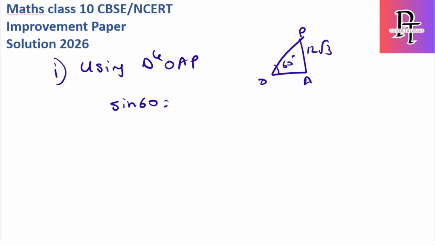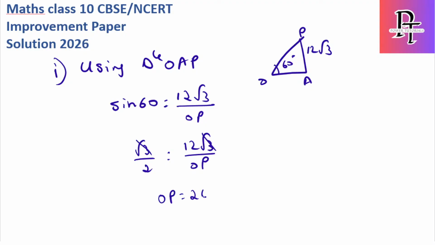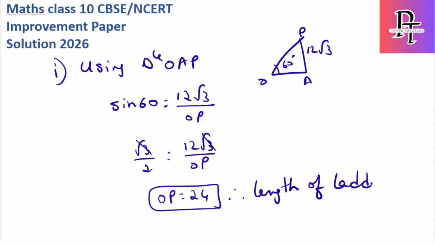Sin 60 is opposite by hypotenuse. Opposite is 12 root 3 by hypotenuse is OP. What is sin 60? Sin 60 is root 3 by 2 is equal to 12 root 3 by OP. Root 3 gets cancelled out. We will get the OP value as 12 into 2, which is 24. Therefore, length of ladder is equal to 24 meters.